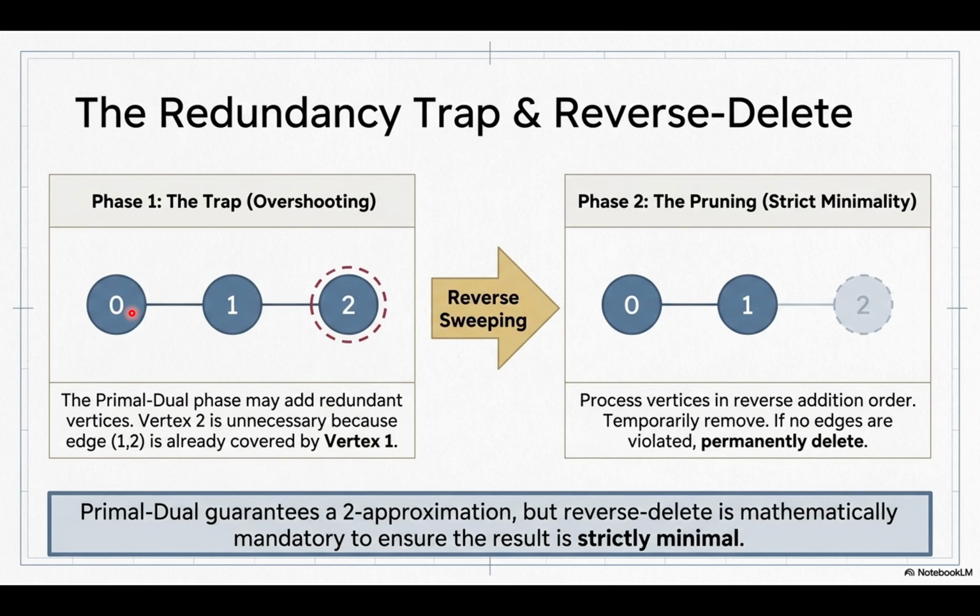There is. Phase 1 is greedy. It frequently overshoots. Therefore, a secondary cleanup phase is mathematically mandatory. We call this the reverse delete phase. So you have to work backwards to fix your mistakes. Exactly. You process the vertices in the exact reverse order that they were added. You take the very last vertex added, temporarily remove it, and just check the adjacent edges. And if those edges are still covered by other dots in the set, then the vertex you just removed was completely redundant. You permanently delete it. If you don't do this, you lose your strict minimality guarantee.